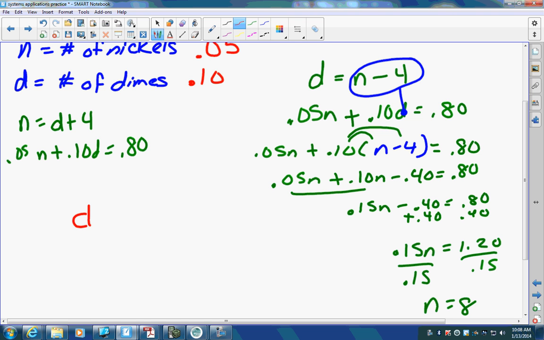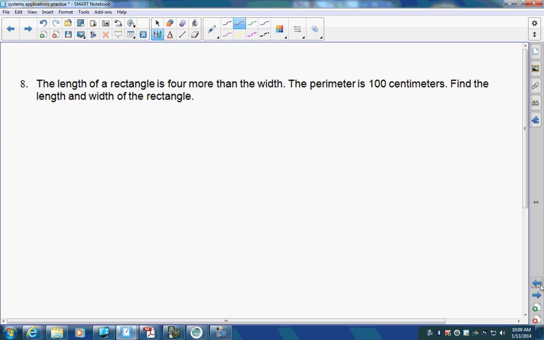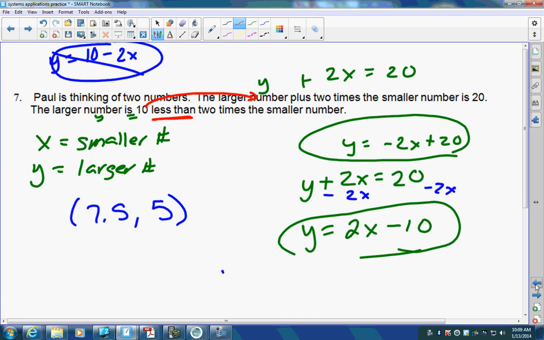Well, the dimes are the number of nickels minus 4. Dimes equal 8 minus 4. Dimes equal 4. And if you calculate it, 4 dimes and 8 nickels is 80 cents. I don't know why when I go through and do it this other way, it's not working out. But when I shifted the equation around and solved it, it does work. So now I need to go back and try to figure out what I was trying to figure out here. Oh, this one. All right, so I'll be back to figure this one out.